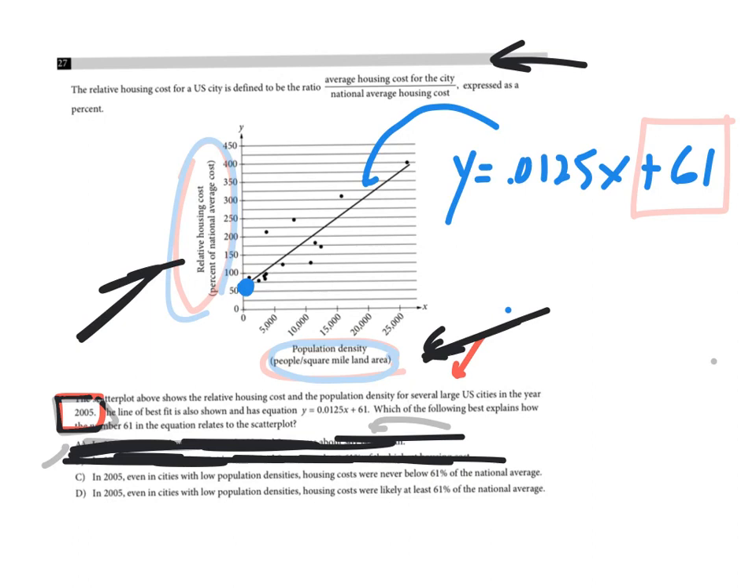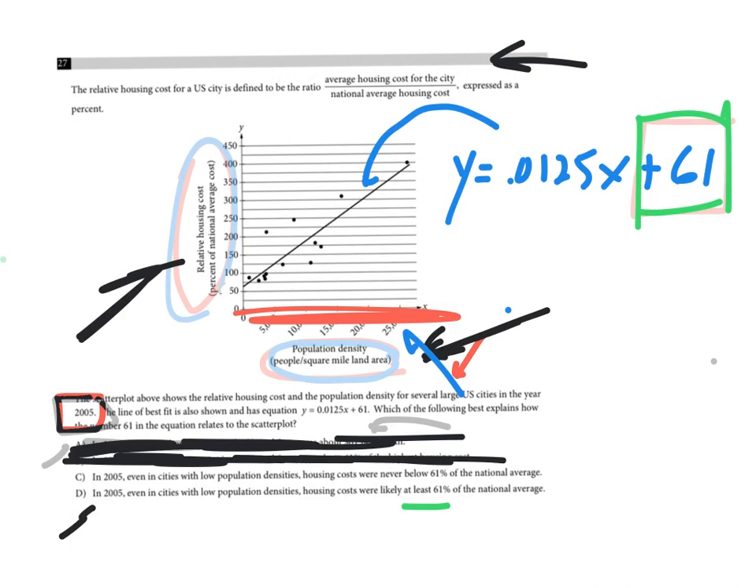In letter C, in 2005, even cities with low population densities, so we're dealing with points that are low on the x-axis versus high on the x-axis, were never below 61% of the national average. Well, letter D deals with at least 61%. So at least that's starting to make sense as far as what this 61 is saying. And for this one here, I'm going to say the answer is going to be letter D, and here's why.